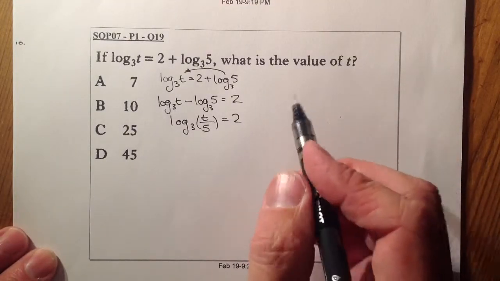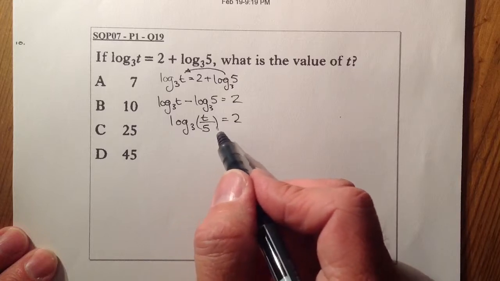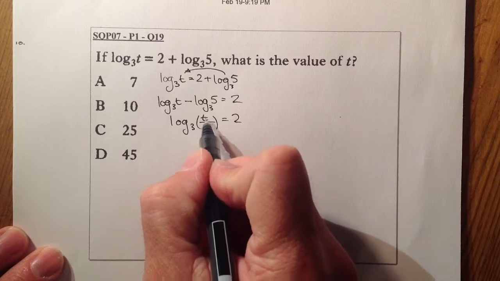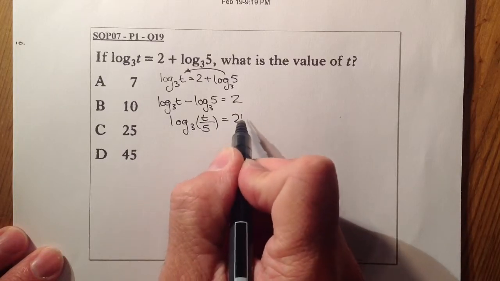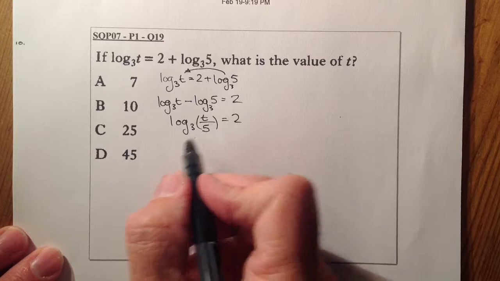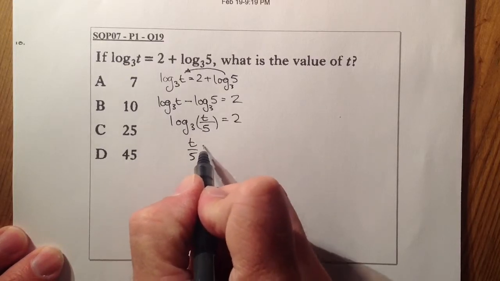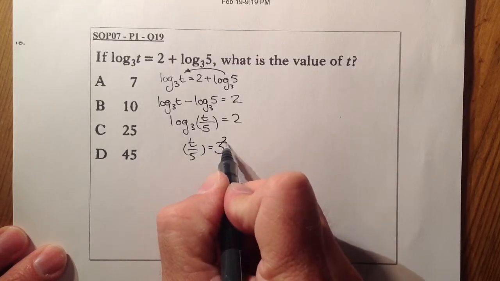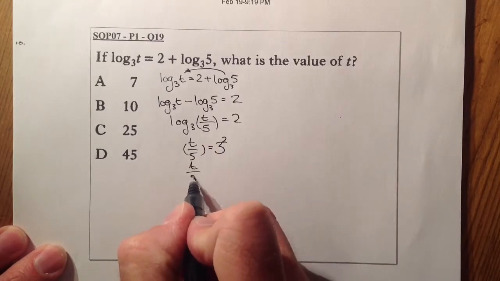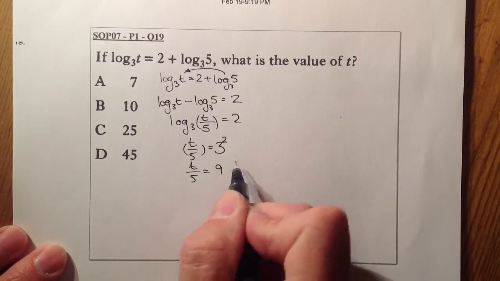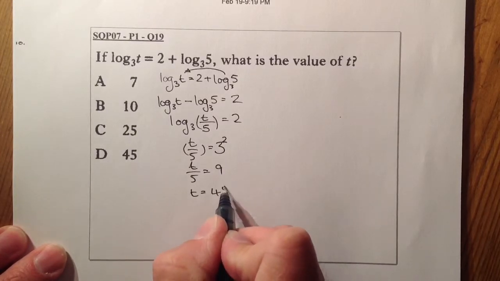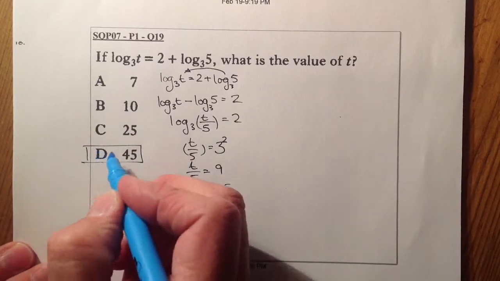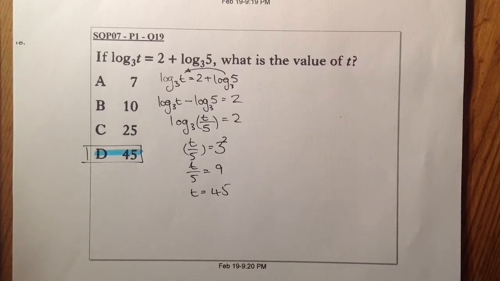Right, from there we're going to change that to the exponential form, and the way I'm going to do that is I'm going to take this part here, use that base, and put it to the power of the 2 that's here. So I've got t over 5 is going to be equal to the base, which is 3, to the power of 2. So that'll tell me that t over 5 is equal to 9, and then if I just multiply by 5, t is equal to 45. And I've got my solution there. So the solution should be D.